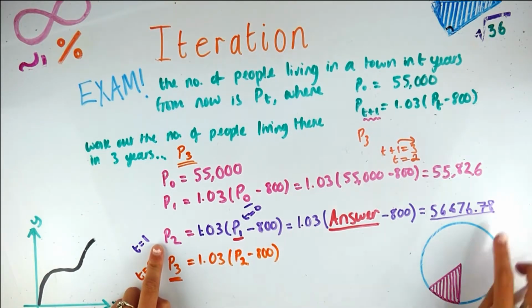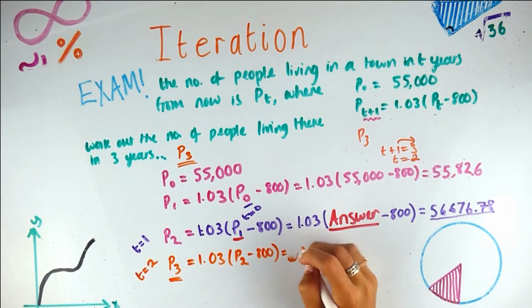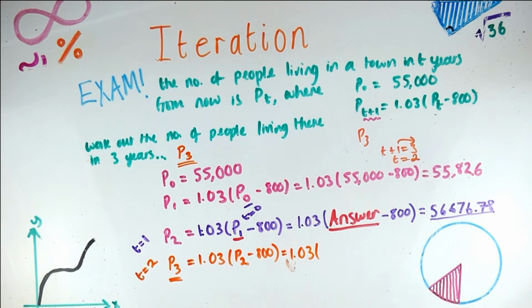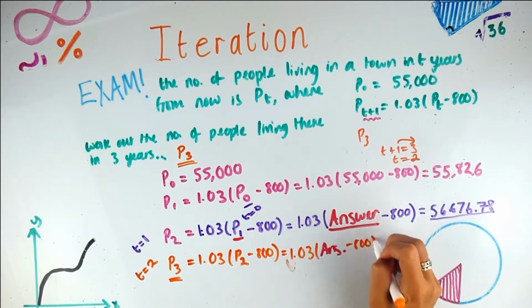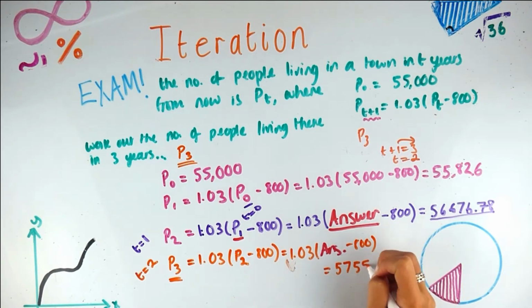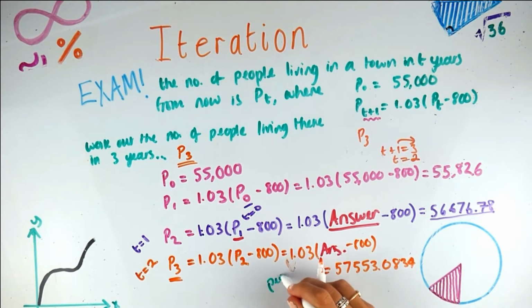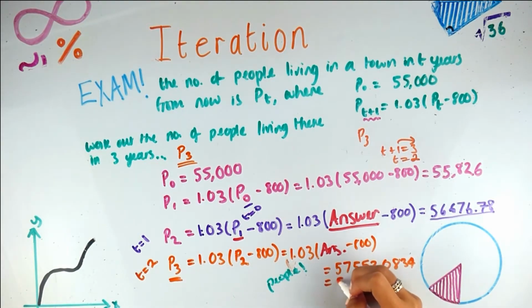And we've worked out P2, and this is why you don't round. You leave that answer in your calculator, and you just put 1.03, and then, careful, put the answer button on your calculator, subtract 800. And that gives me an answer of 57553.0834. Now, I'm talking about people, so I can't have point of a person. So therefore, I'm going to have to round this to the nearest person. So that is going to give an answer of 57553.